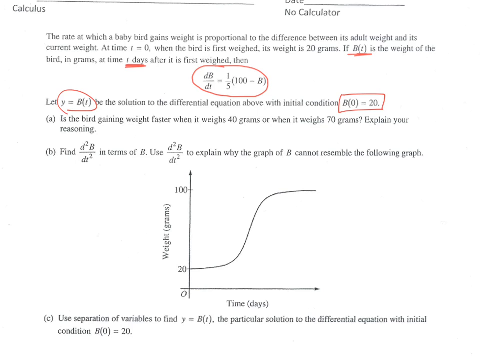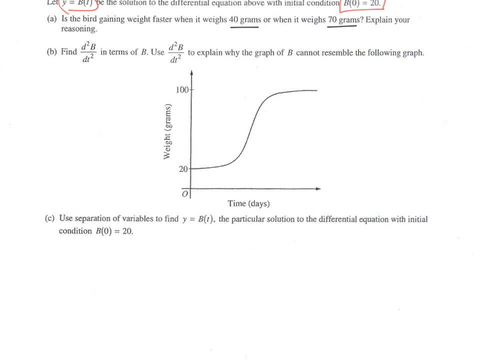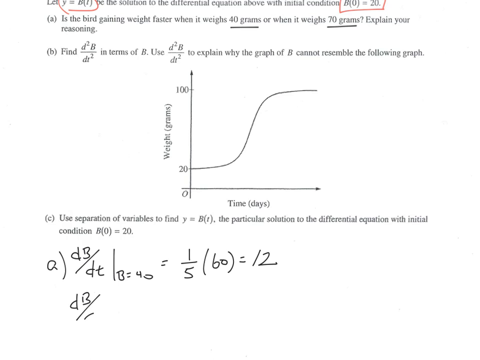So part A: is the bird gaining weight faster when it weighs 40 grams or when it weighs 70 grams? Alright, so let's work on that. For part A, we want to know about the rate when B is 40, so that would be 1/5 of 100 minus 40, which is 60, which gives us 12. And then when B is 70, we've got 1/5 of 100 minus 70. 100 minus 70 is 30, which gives us 6.